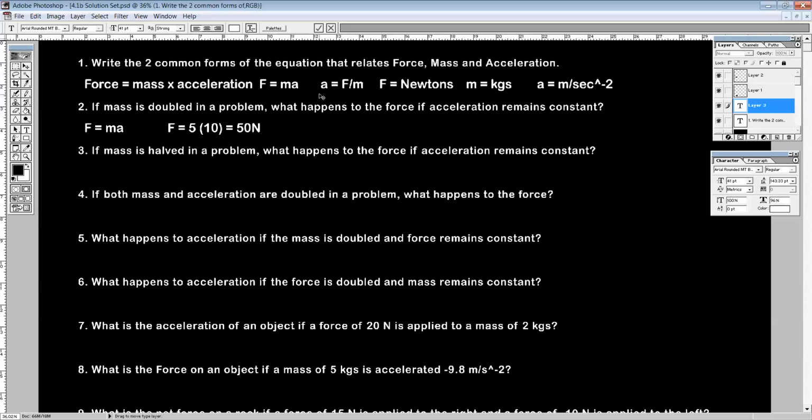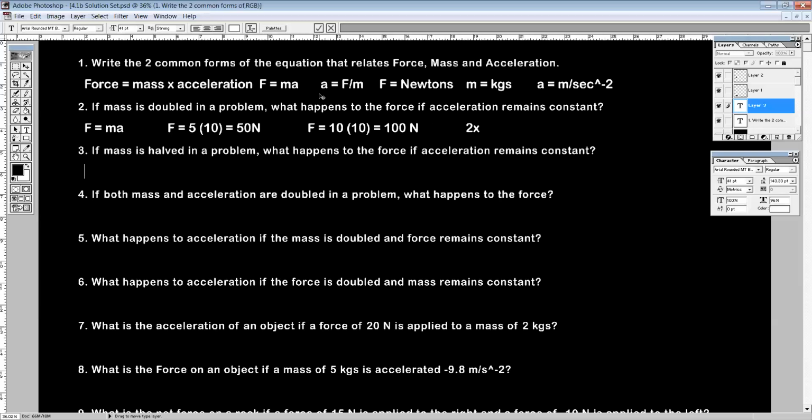All right, so what would happen if we were to double the mass, and keep acceleration constant? So now we have 10 kilograms. Acceleration remains the same at 10 meters per second squared. And so our new number is 100 newtons. So we have doubled the force if we double the mass.